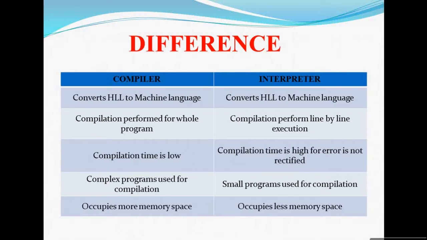While it takes the complex program in compiler, it requires more memory space, and in the interpreter small programs are used for compilation, so it takes less memory space. So these are the 5 differences between compiler and interpreter. So far we have seen the 3 types of translators. So translator acts as a software tool or a software program that translates a source language to another target language.